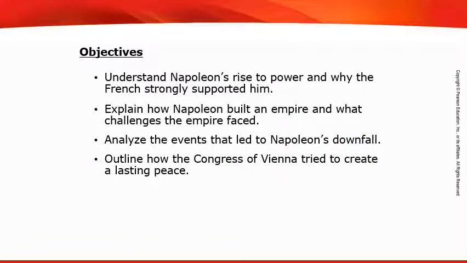The lesson objective says that you must be able to understand Napoleon's rise to power and why the people of France strongly supported him. The next objective says that you must be able to explain how Napoleon built an empire that stretched across Europe and what challenges his empire faced. You must be able to analyze the events that led to the downfall of Napoleon, and outline how the Congress of Vienna tried to create a lasting peace after the removal of Napoleon from power in France.